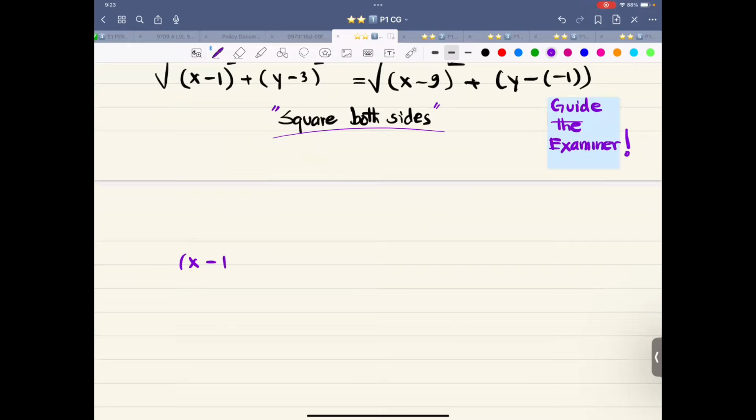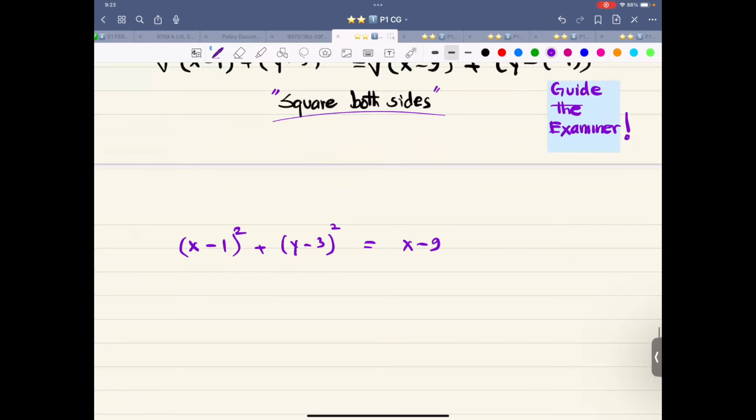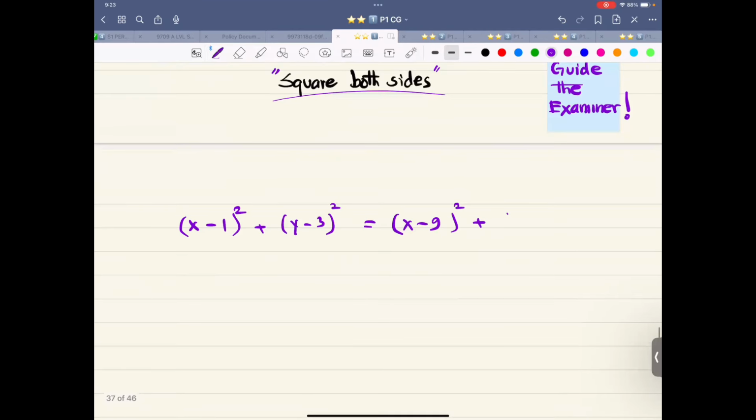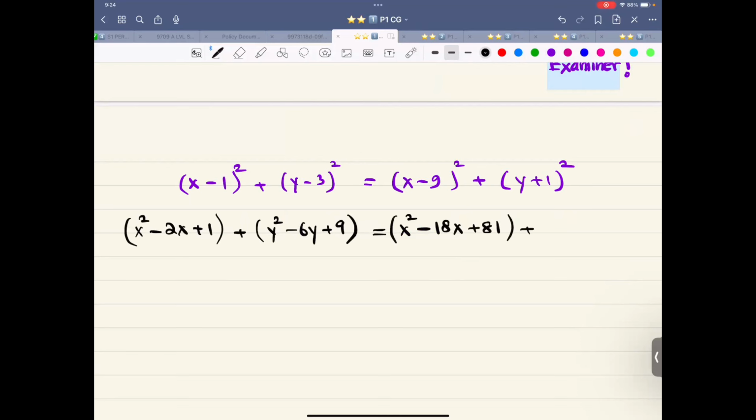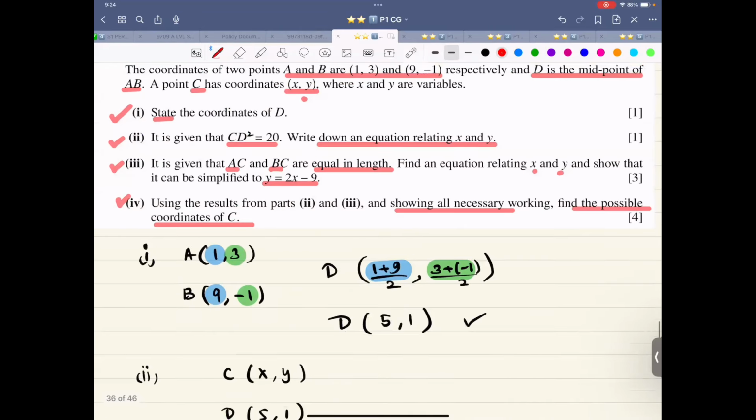So therefore, this is x minus 1 whole square, this is y minus 3 whole square, this is x minus 9 whole square, this is y plus 1 whole square. Now open up the brackets. So this is x square minus 2x plus 1, and keep them intact. This is y square minus 6y plus 9. This is x square minus 18x plus 81. This is y square plus 2y plus 1. The very first thing that you observe is that x square cancels out, y square cancels out, and that is exactly in line with this.